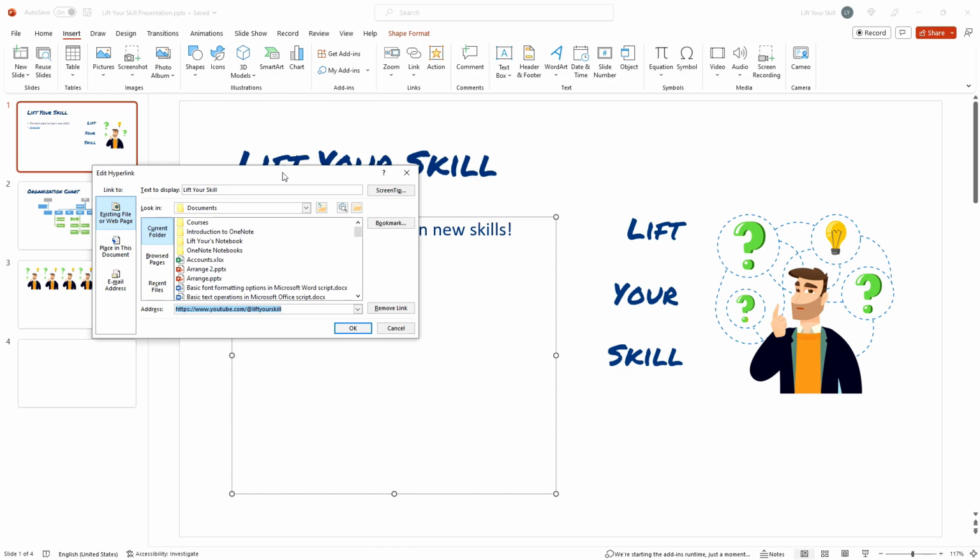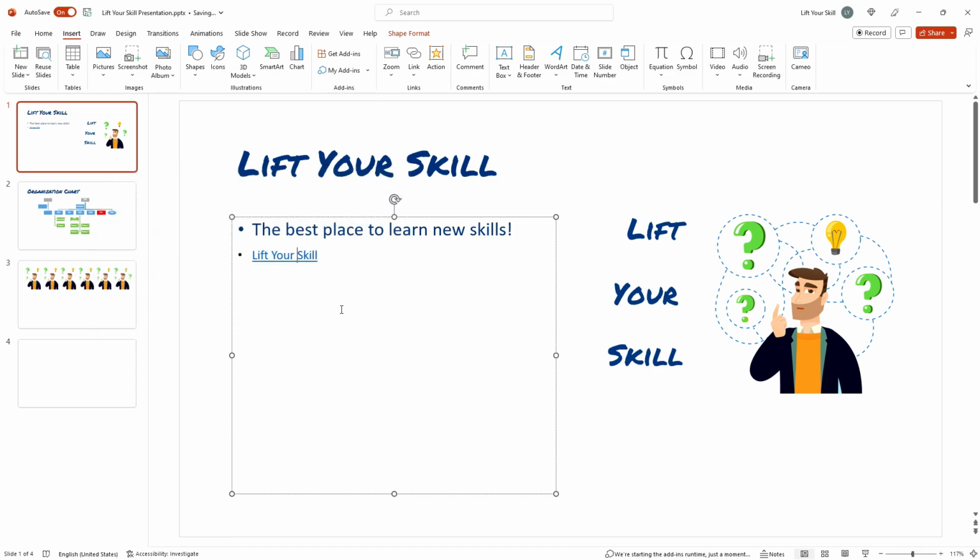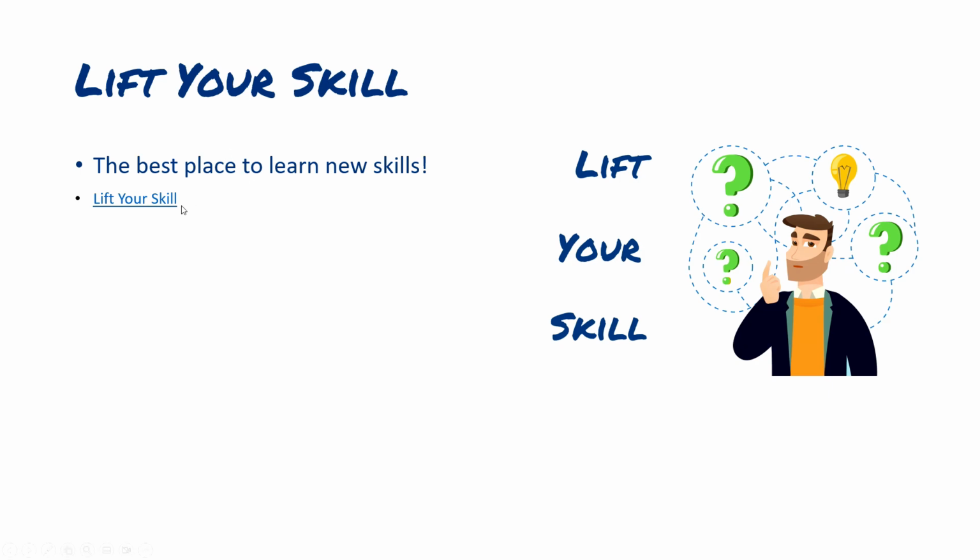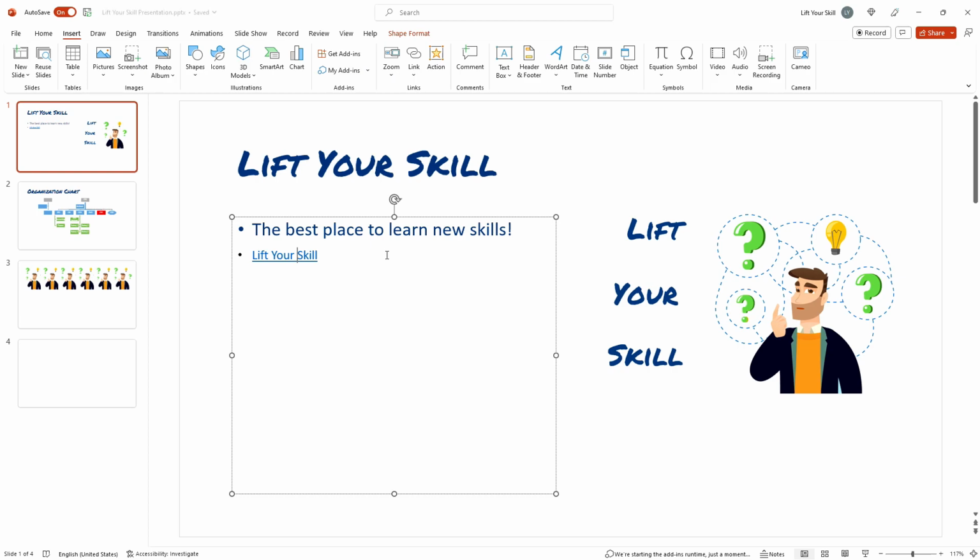In this dialog, you can also define a screen tip for the link. Screen tip is the small pop-up that shows when you hover your mouse over various objects. It usually contains some text explaining what this object does or what to do with it. The text you enter here will show when you hover your mouse over the link.